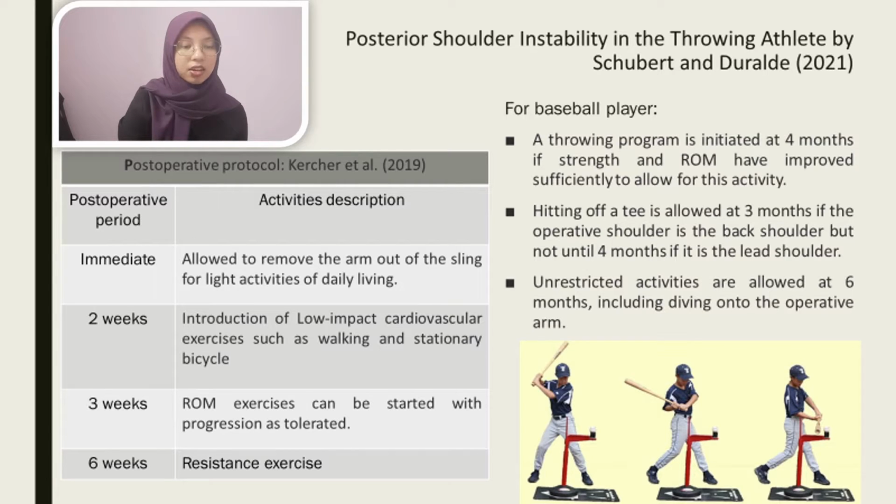Resistance exercise can only be prescribed to the patient 6 weeks following the surgery. For baseball players, a throwing program is initiated at 4 months if the strength and ROM have improved sufficiently to allow for this activity. Hitting off a tee is allowed at 3 months if the operative shoulder is the back shoulder, but not until 4 months if it is the lead shoulder. Unrestricted activities are allowed at 6 months, including diving onto the operative arm.